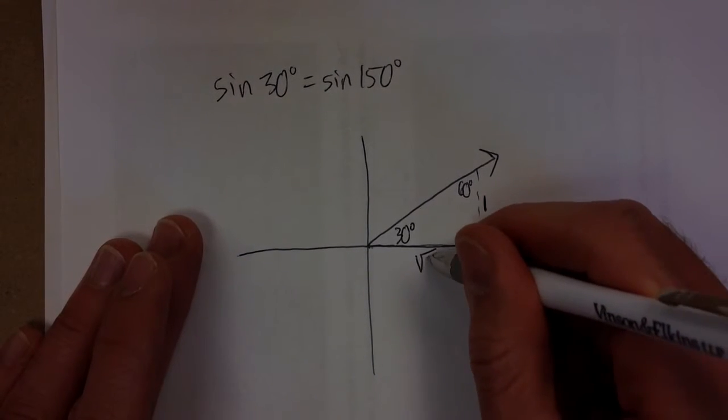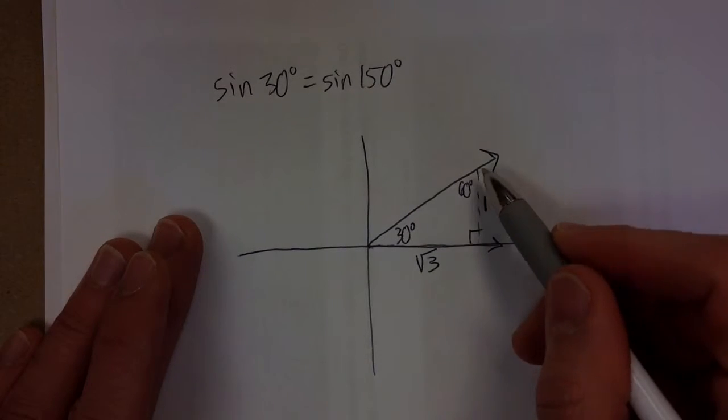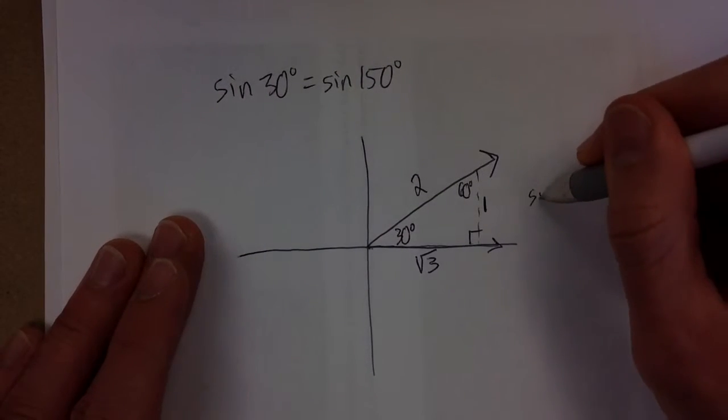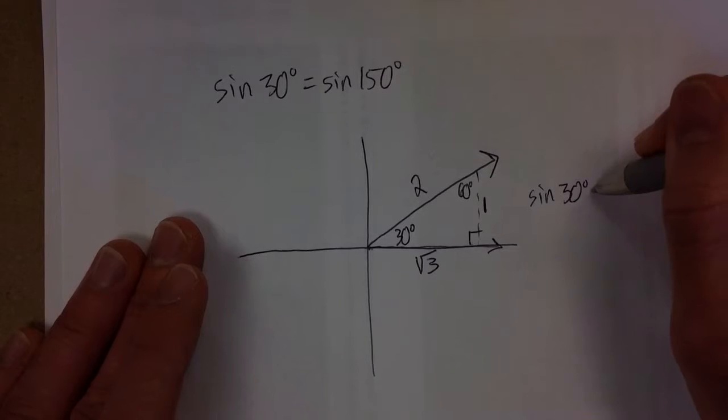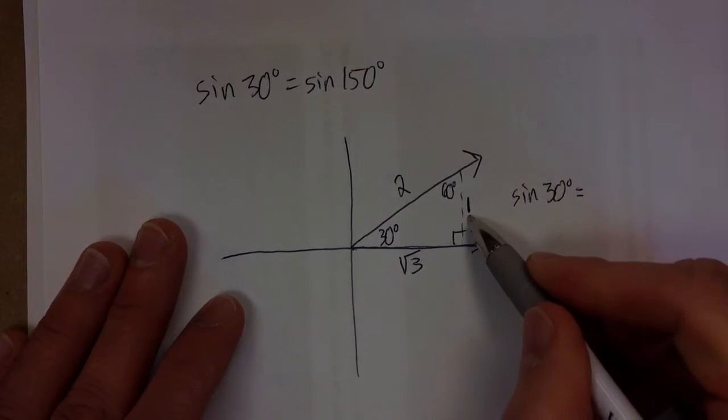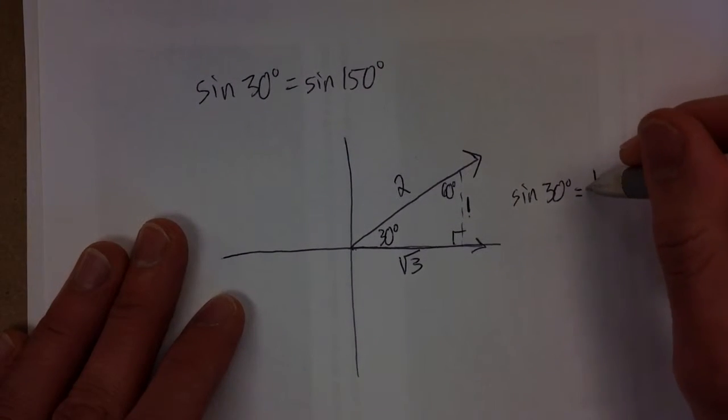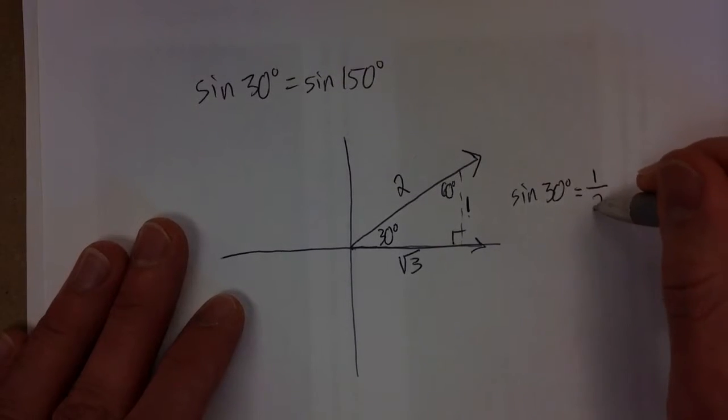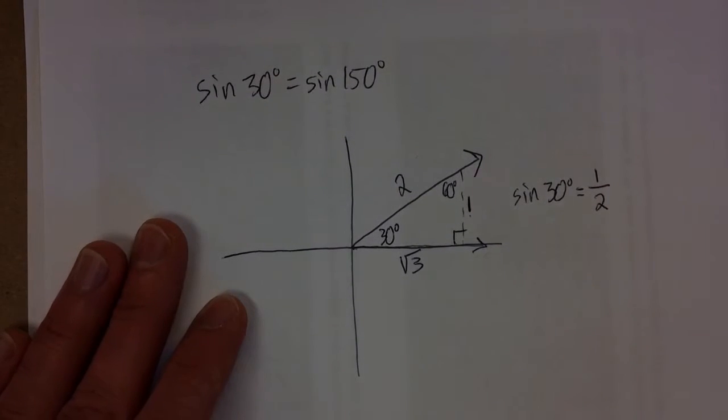Root 3. And then this side, 2. Okay. So we know by now that sine is opposite over hypotenuse, 1 over 2. Let's now go to 150 degrees.